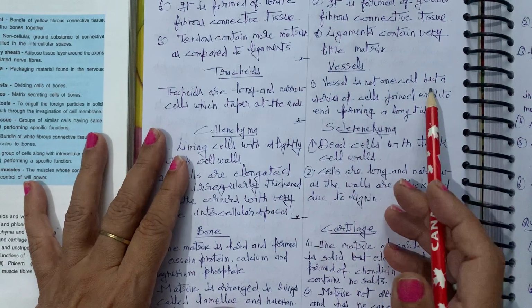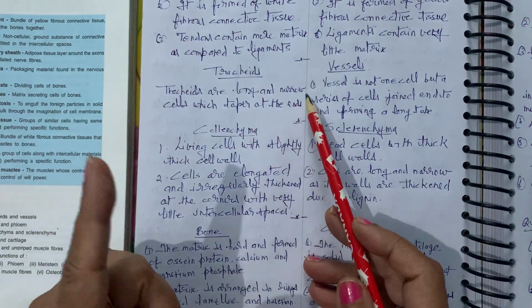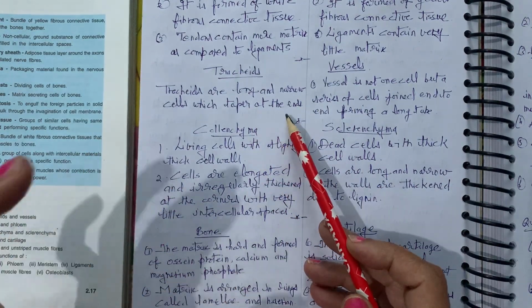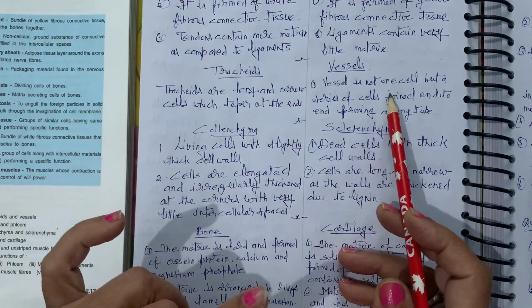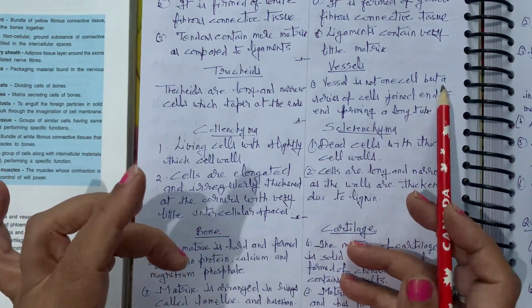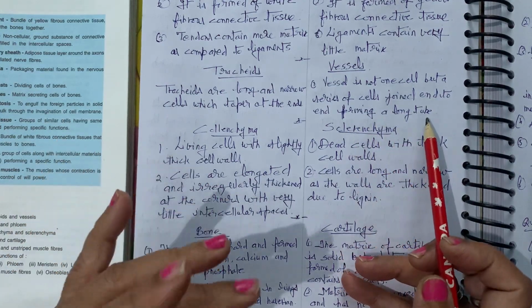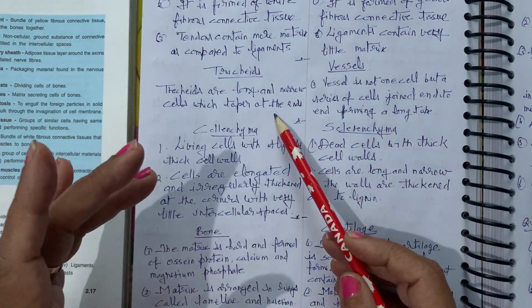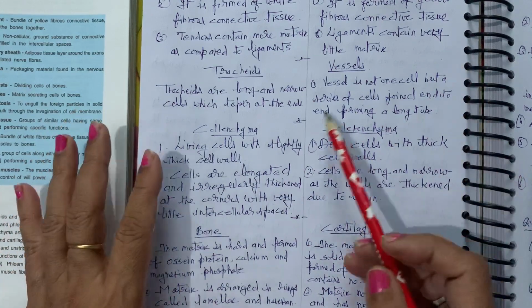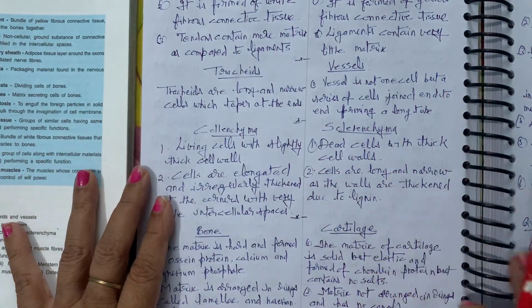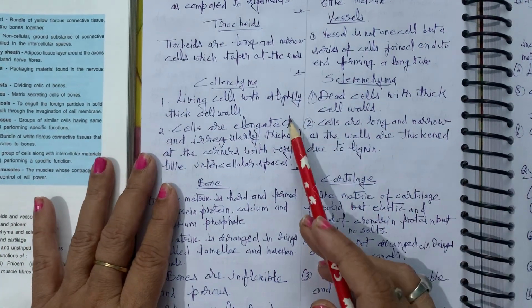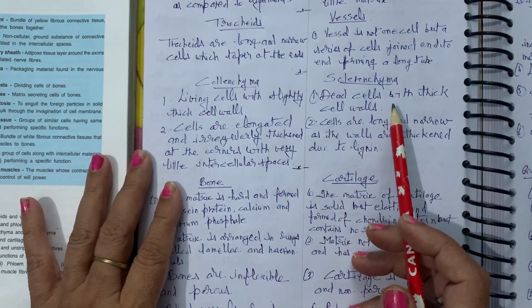Tracheids and vessels. Tracheids are long and narrow cells which taper at the end, whereas a vessel is not one cell but a series of cells joined end to end forming a long tube. पहले ट्रैकिड्स होते हैं, ट्रैकिड से ही वेसल्स बनते हैं और दोनों का ही फंक्शन एक ही होता है. Now the next, collenchyma and sclerenchyma.